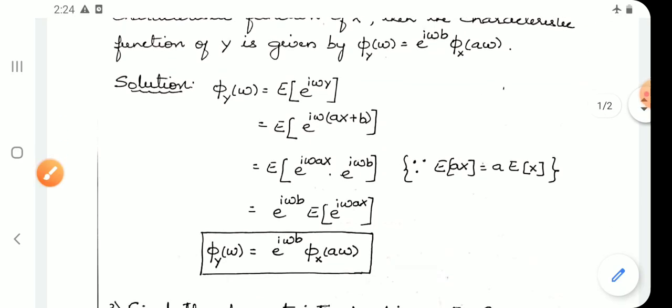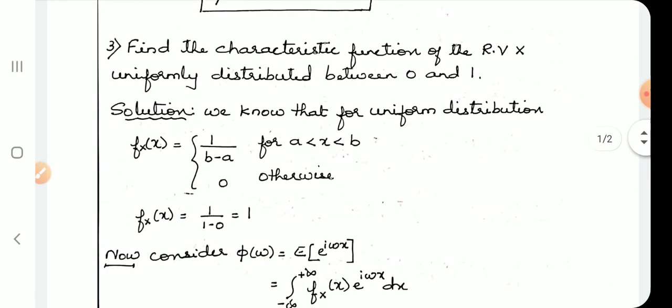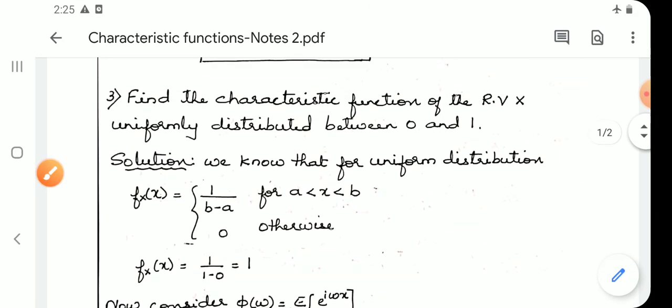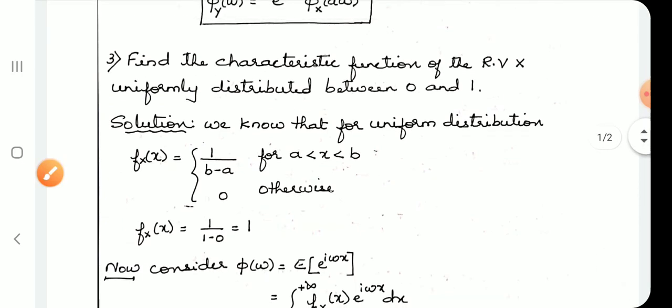So now let us move on to the next question. The next question is, find the characteristic function of the random variable x uniformly distributed between 0 and 1. According to this problem, we have to find the characteristic function for a uniform distribution. So let us see how to find this. Let us see the solution.